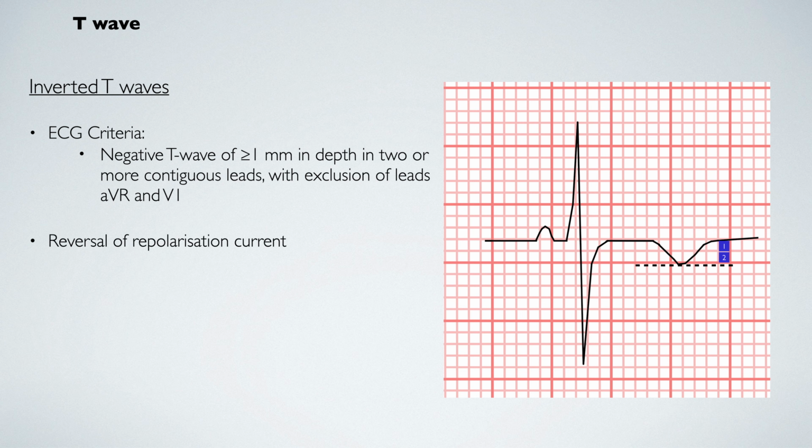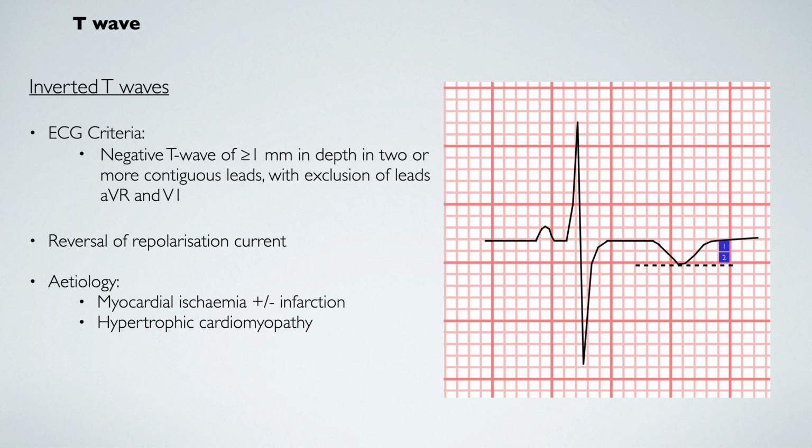T-wave inversion is caused by the reversal of repolarization currents, and this can be due to myocardial infarction or hypertrophic cardiomyopathy. It can be a normal variant, particularly in children, and can also occur in raised intracranial pressure and pulmonary embolism.